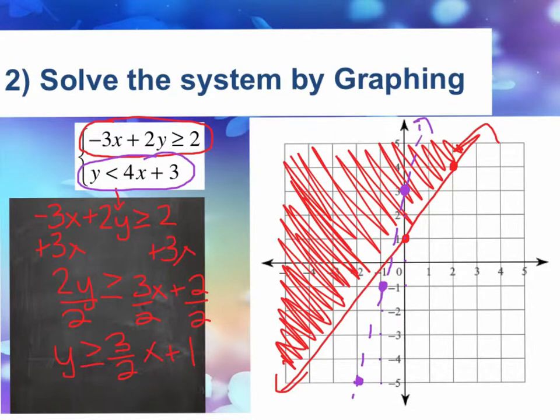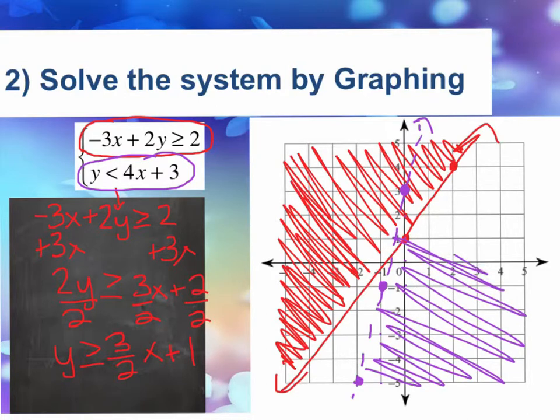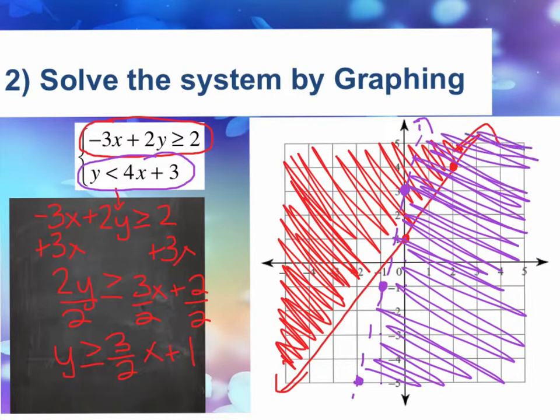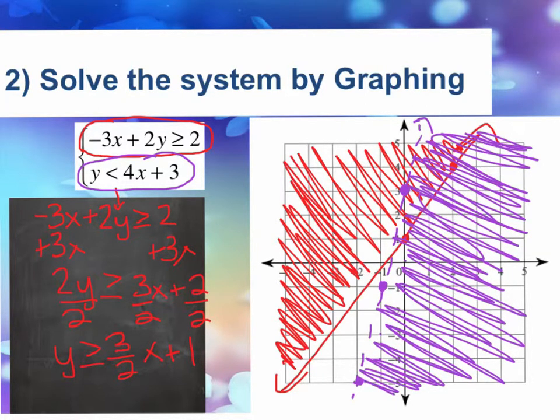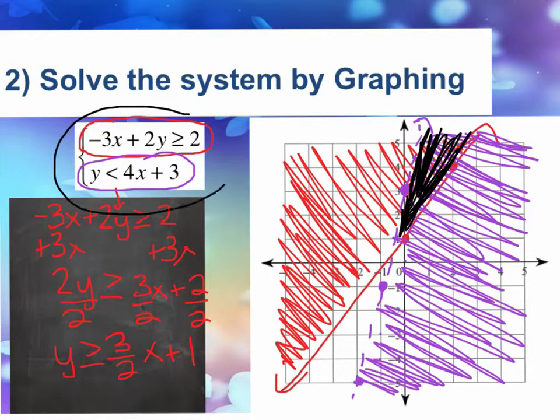And since I have less than, it is going to be below the line. So below the line is this way. And I'm just shading, looking at the purple line. That's all I'm looking at is just the purple line. When I shaded for the red, all I did was look at the red line. And notice where the purple and red overlap is right here in this small area. So I'm going to shade that with black. And now that shaded part represents the solution to both inequalities, to the system of inequalities.